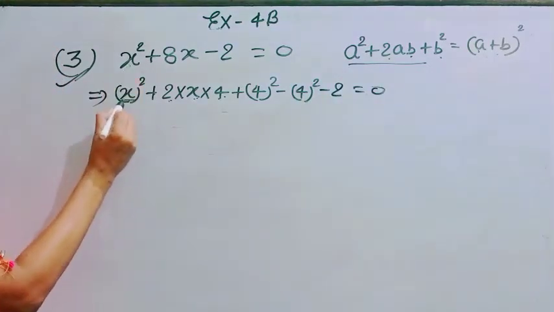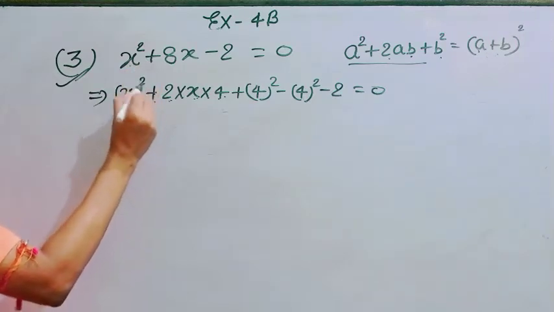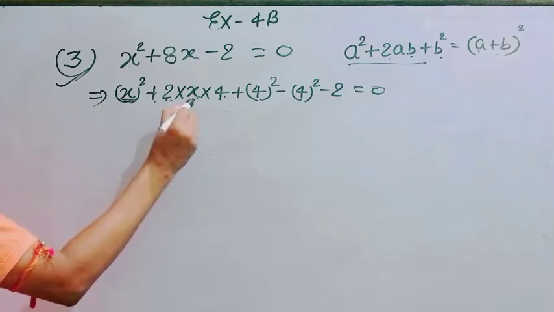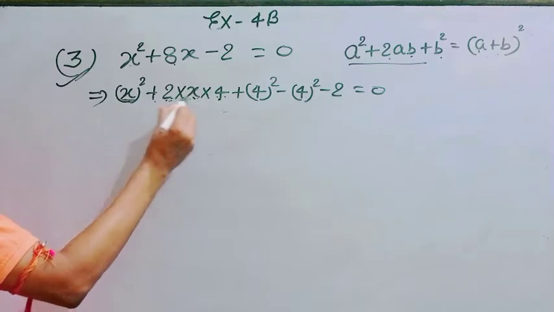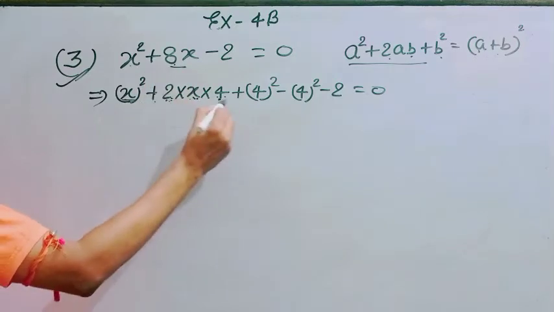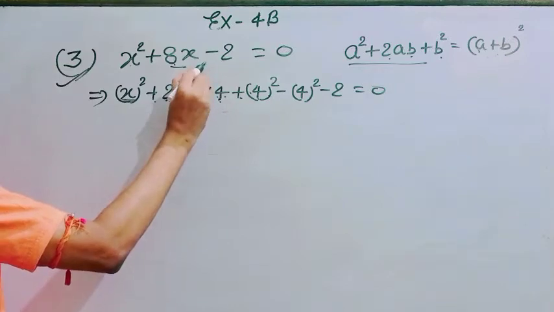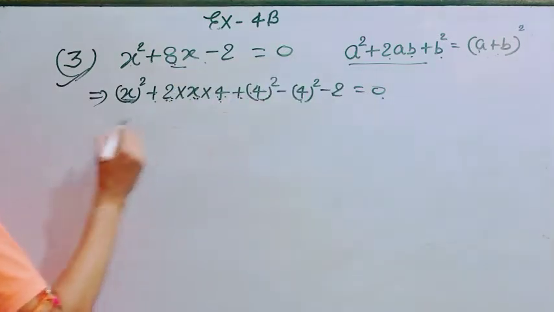Again, this is x square, that means a square, plus, the formula is 2ab, 2 is from the formula, a from x, that is 2a. What do you write? Then you get 8, that is 4, 2 into x into 4, that is 8x, and then plus b square, that is 4 square, but b square is not in your question, so I write minus b square and minus 2 from the question, that is 0.